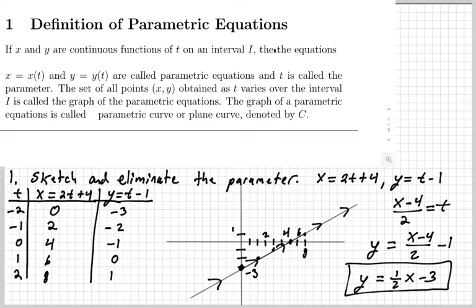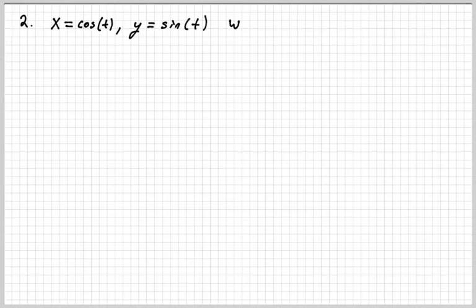Okay, all right, let's do another example or two. So number 2, we're going to do the same thing. We're going to sketch the graph, and then we're also going to eliminate the parameter. So x is equal to cosine of t, y is equal to sine of t, where t is in the interval 0 to 2 pi, including 0 and stopping at 2 pi.